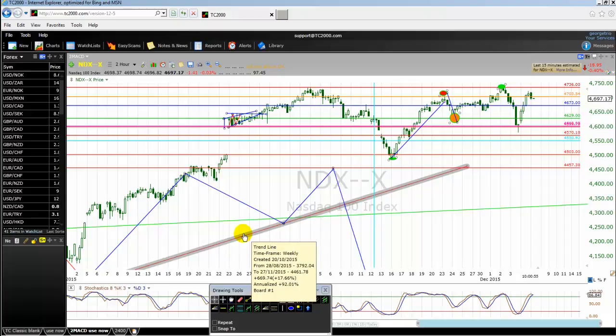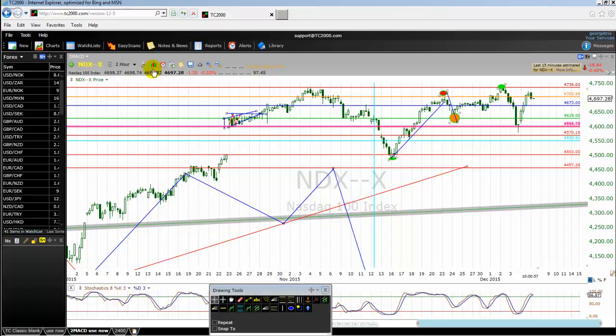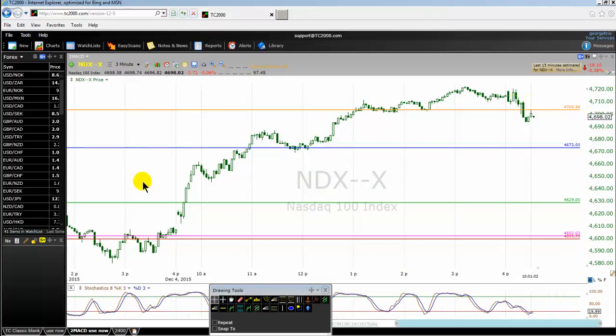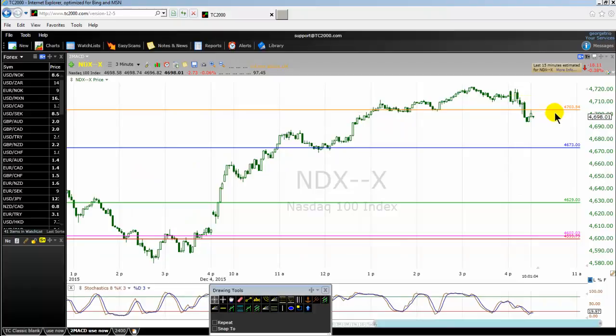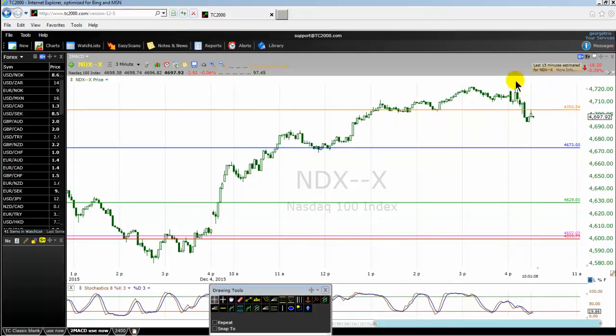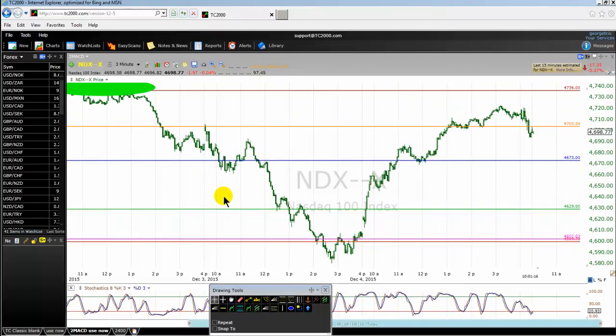Now let's go to my favorite time frame, the 3-minute time frame, and zoom into it more. So this is my entry point at 4703. My stop loss, 33 pips up, at 4736. All right, trading live the Nasdaq 100.